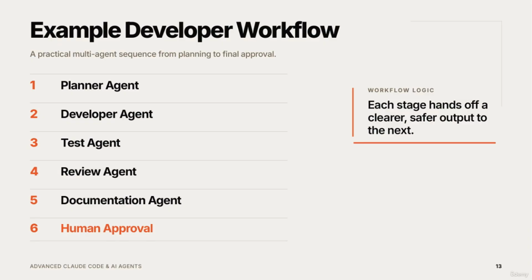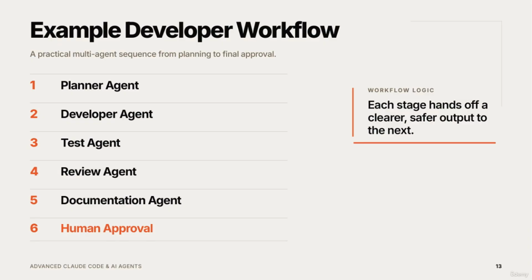Once development is complete, the test agent steps in to rigorously check for any issues or bugs, ensuring quality and reliability. Following successful testing, the review agent evaluates the work for adherence to standards and correctness. Then, the documentation agent prepares comprehensive and clear documentation to accompany the final product. Finally, the process concludes with human approval, where a person reviews everything to approve the finished output.